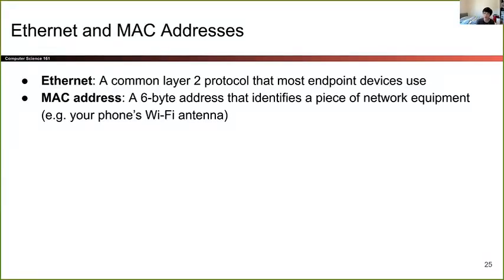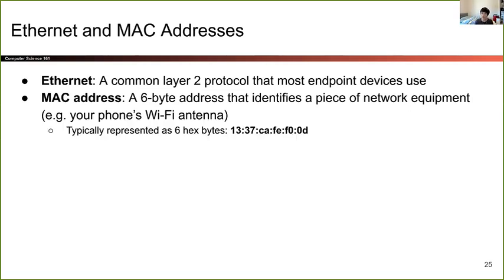Ethernet is the most common layer 2 protocol. I think there are a couple others, but I wouldn't be able to tell you what they were off the top of my head. And Ethernet relies on MAC addresses. MAC addresses are a 6-byte address that identifies a piece of network equipment. For example, my computer has a Wi-Fi card, which has one MAC address, and an Ethernet port that has another MAC address.